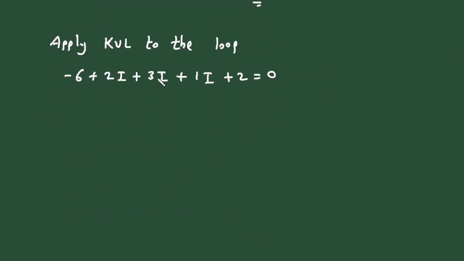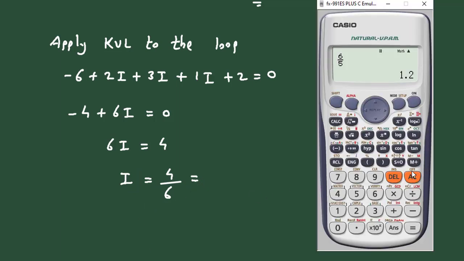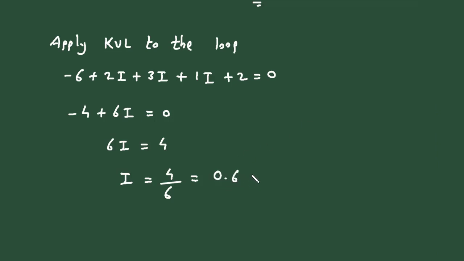Now we will solve this and we will get the value of current I. So it will be minus 6 plus 2, it will be minus 4, and this will be 2 plus 3, 5, 5 plus 1, 6. So plus 6I is equal to 0. We take this on the right side, so it will be 6I is equal to 4, and I is equal to 4 by 6. So 4 divided by 6 is 0.66. 0.66 ampere is the value of current I.